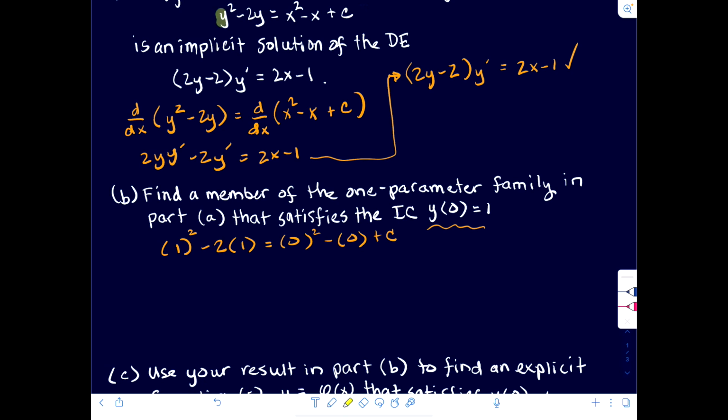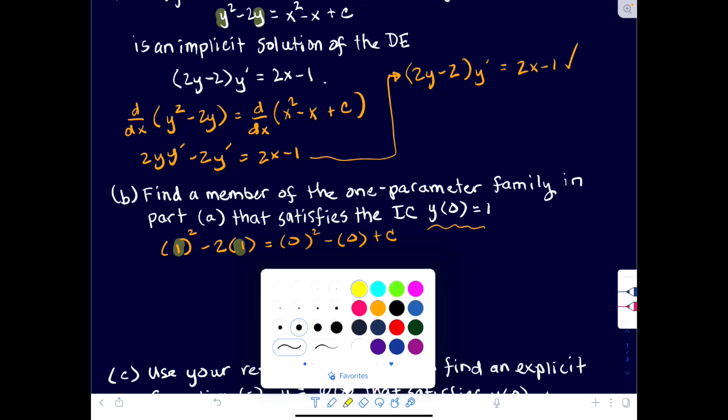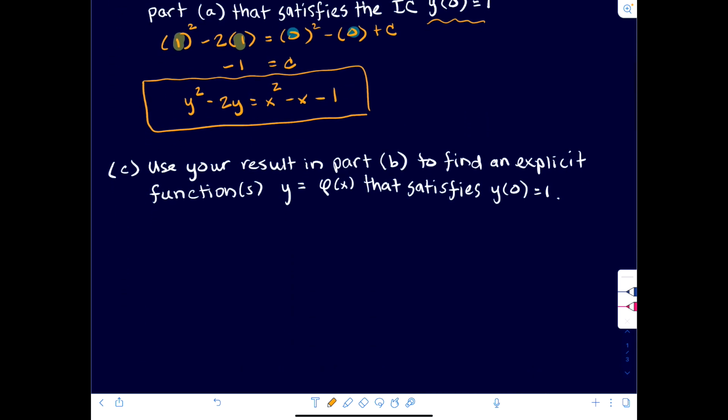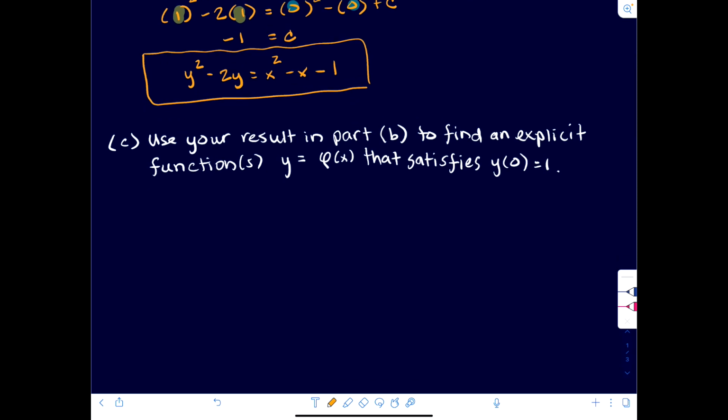So in this original equation, I'm plugging in a 1 wherever I saw the y, and I'm plugging in a 0 where I saw an x. So 1 minus 2 is negative 1, 0 minus 0 plus c is c. So c is equal to negative 1. And when I write that into the original, we'll have y squared minus 2y equals x squared minus x minus 1.